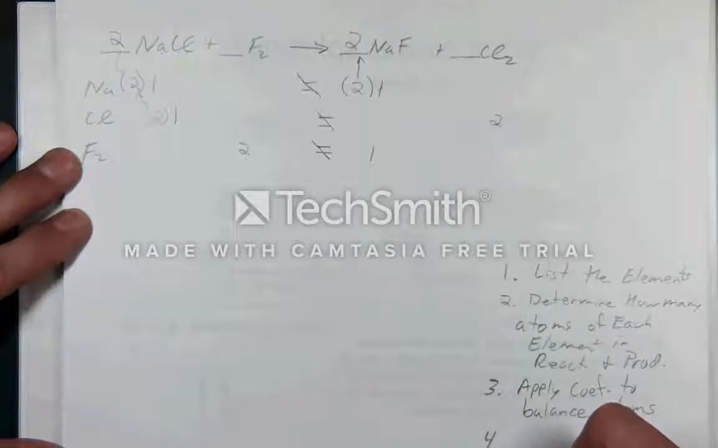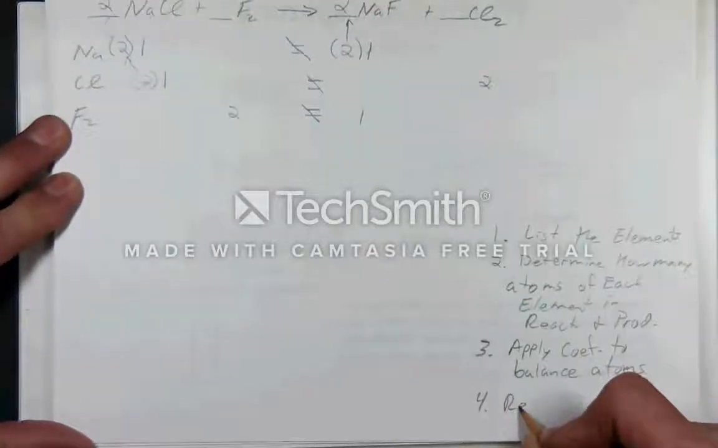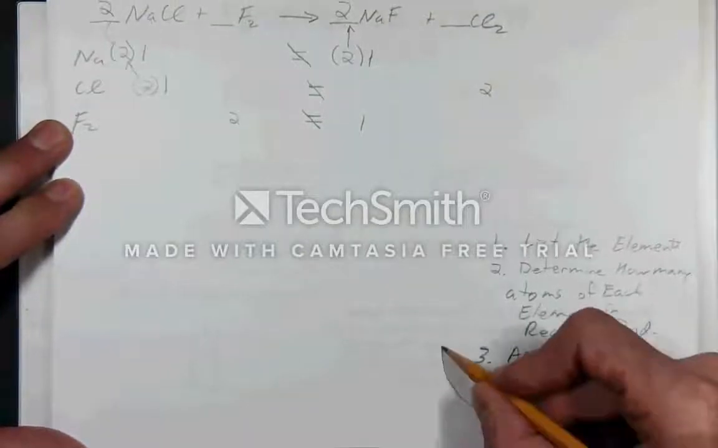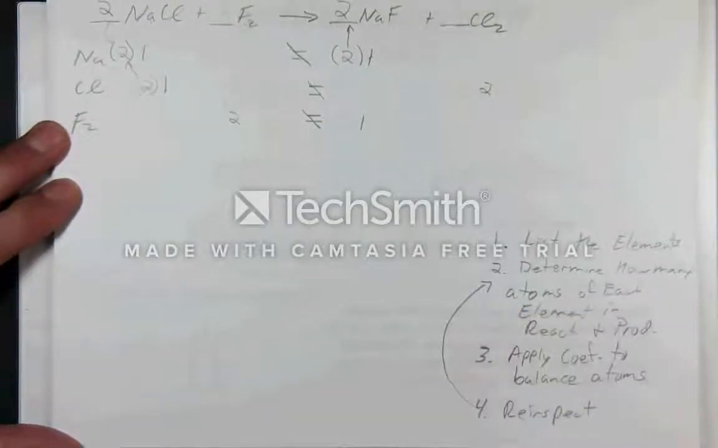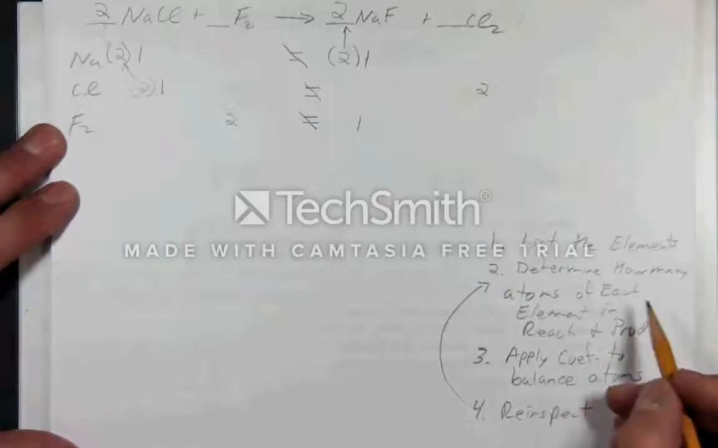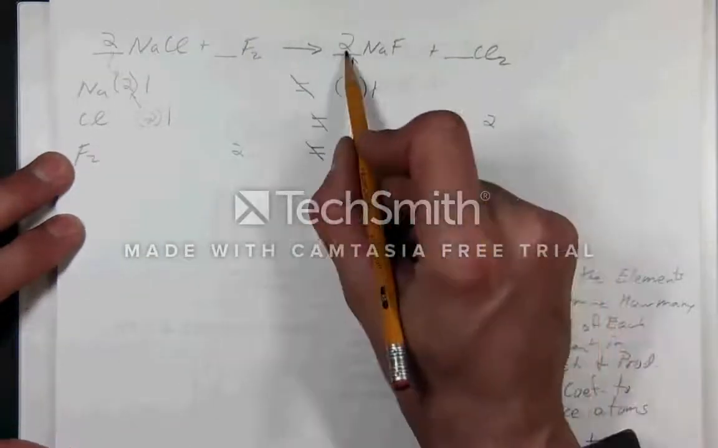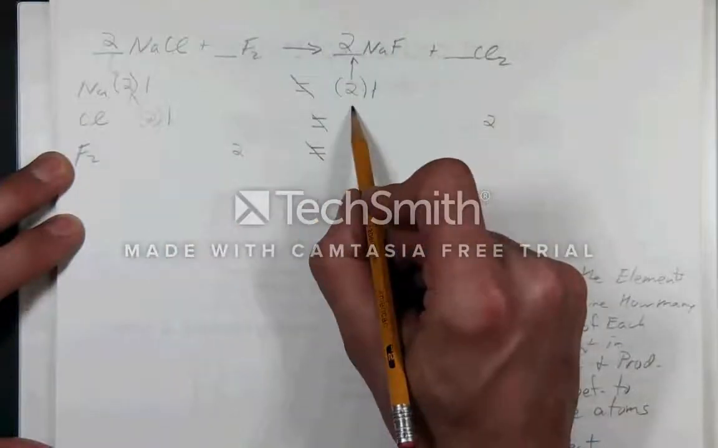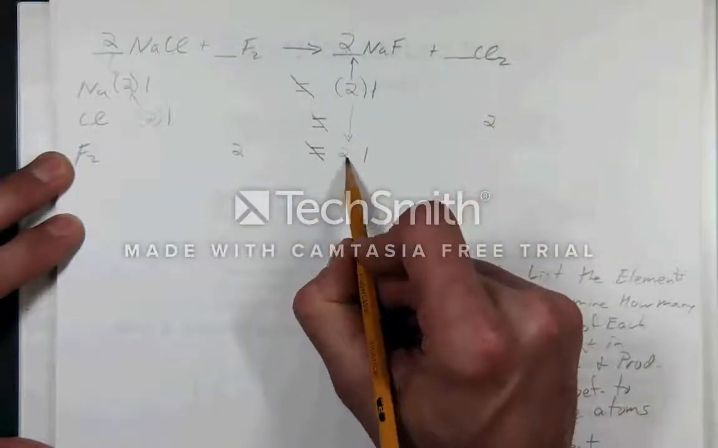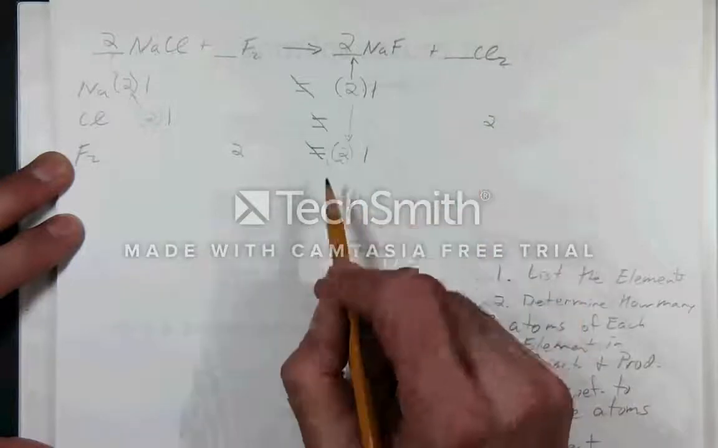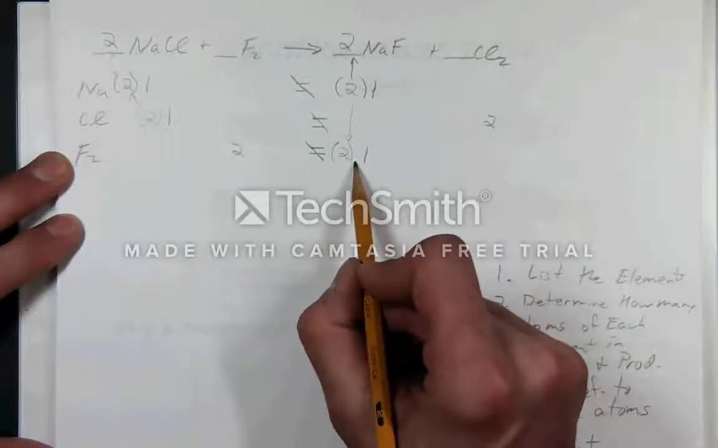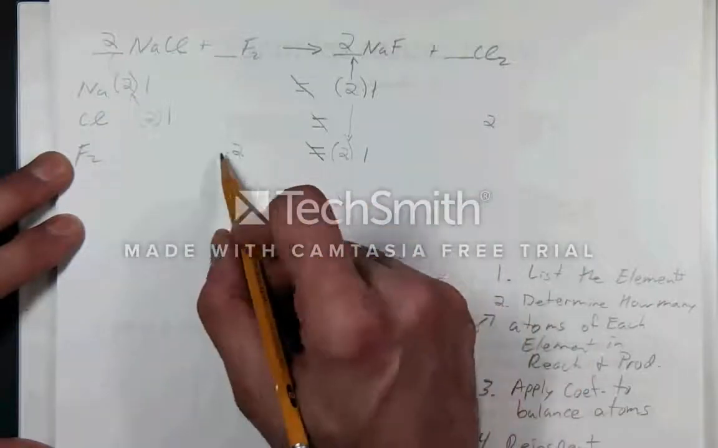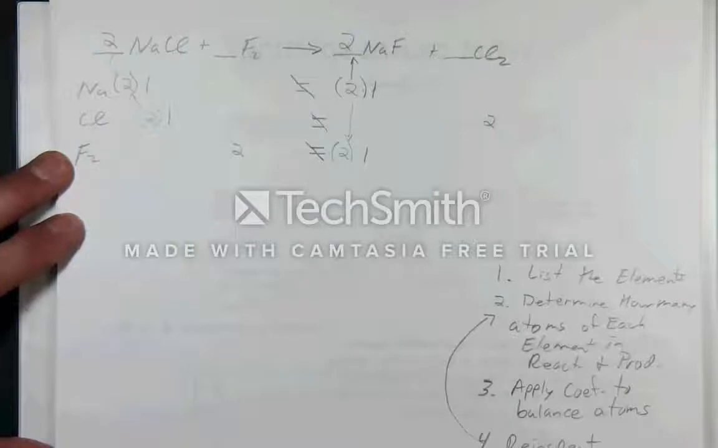I forgot to write this very important first step: reinspect. Every time we apply a coefficient, we reinspect. It basically means we go back to number 2 and determine how many atoms of each element there are. We applied this 2 to balance the sodiums, but it also applies to this fluorine. That's the reason you don't get too upset about this, because the other half of the time you apply a coefficient, it balances something that needed balancing anyway. So 2 times 1 equals 2, and this equation is balanced.